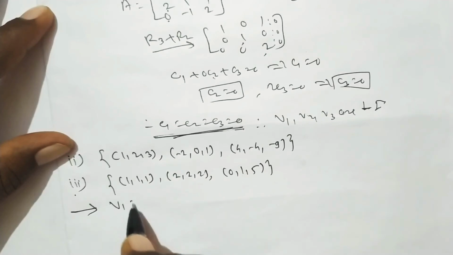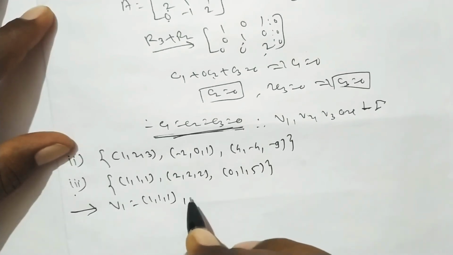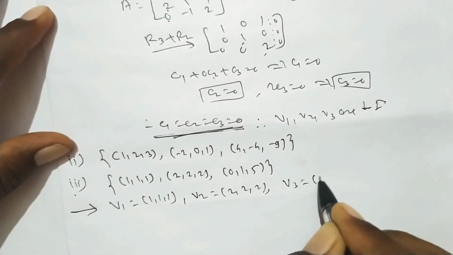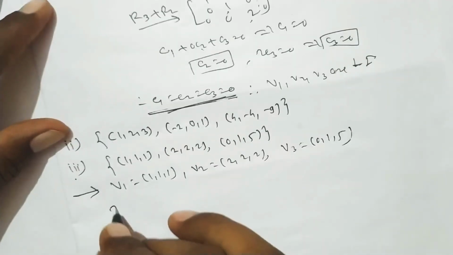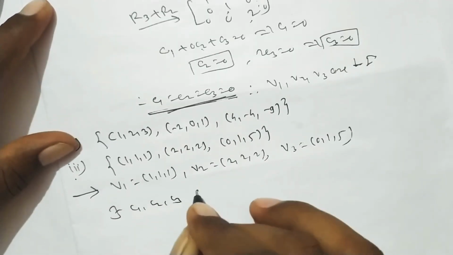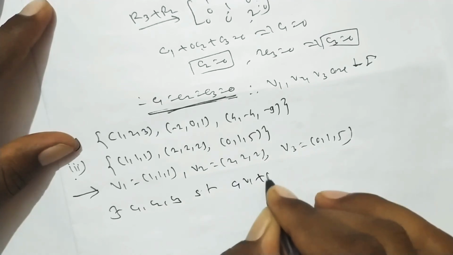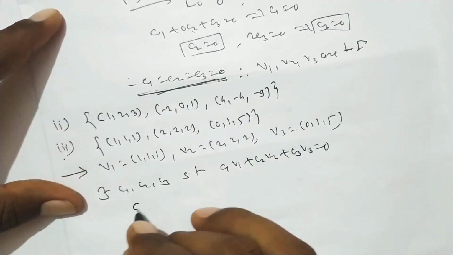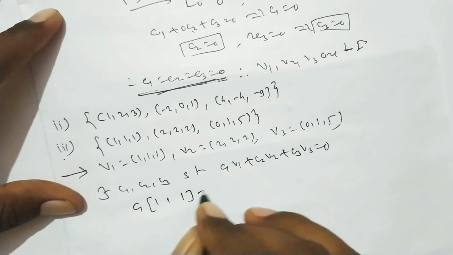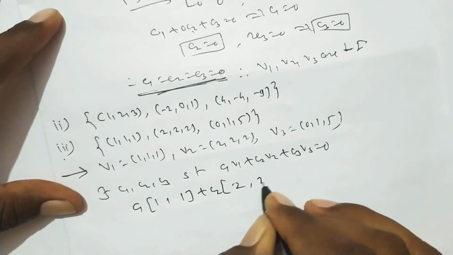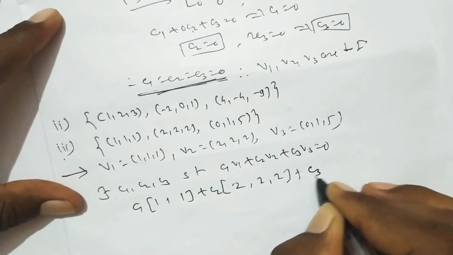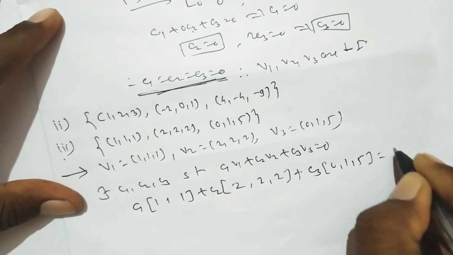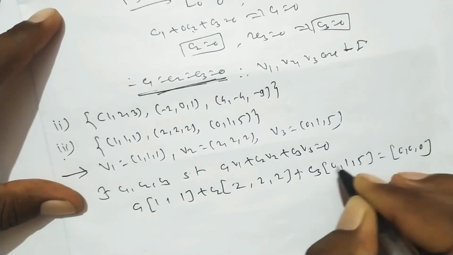Okay, so three vectors are given, again the same as the last problem: v1 is equal to 1 1 1, v2 is equal to 2 2 2, and v3 is equal to 0 1 5. So there exist three scalars c1, c2, c3 such that c1 v1 plus c2 v2 plus c3 v3 equal to 0. So put v1, that is 1 1 1, plus c2 into v2, v2 is 2 2 2, plus c3 into v3, v3 is 0 1 5, equal to the zero vector, that is 0 0 0.